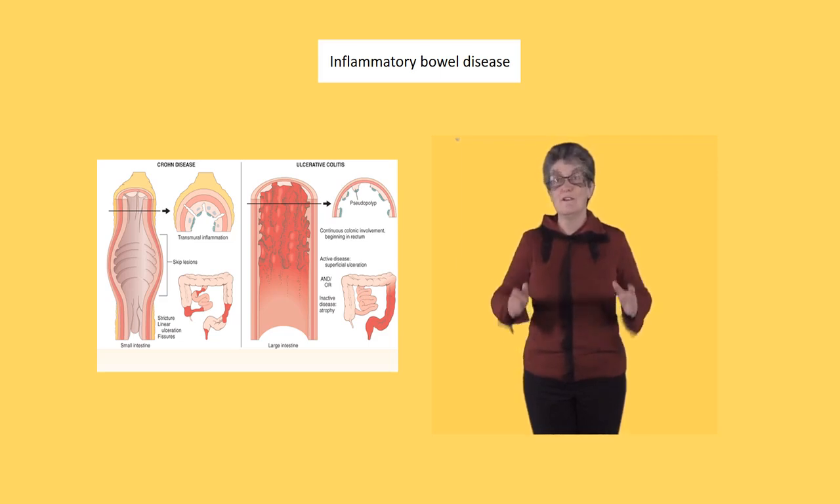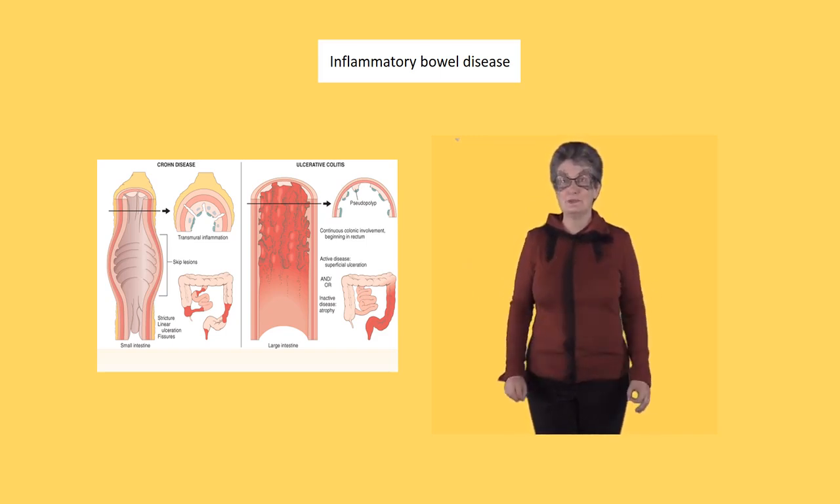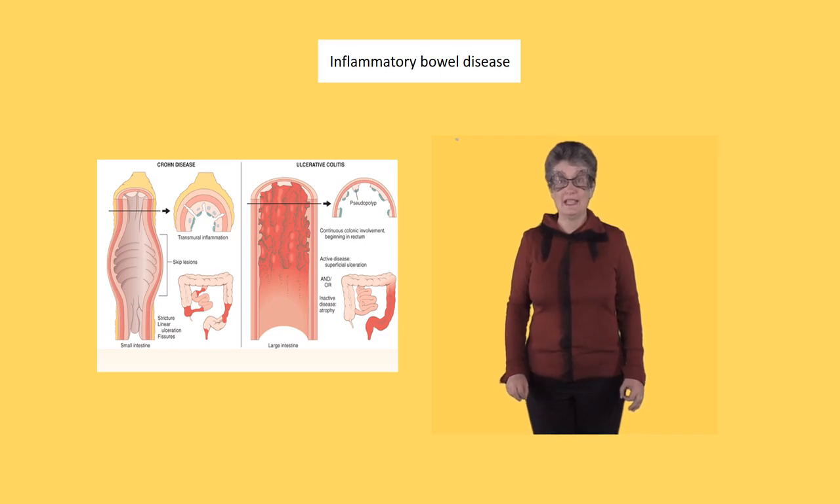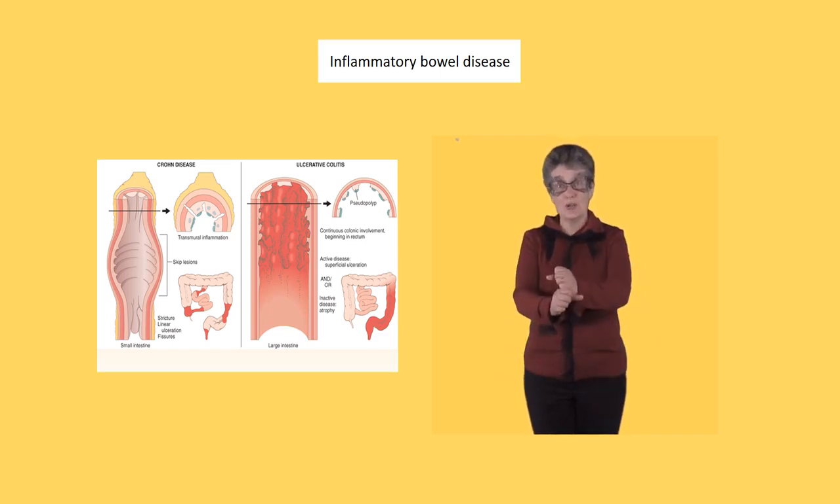In addition, fat wraps around the bowel, trying to protect it. The transmural inflammation in Crohn's disease also leads to strictures, which can lead to bowel obstruction.